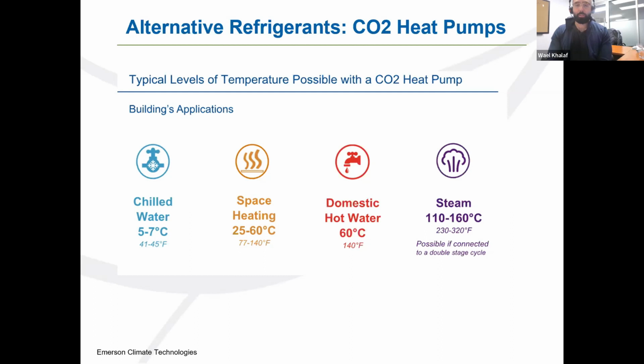The refrigerant itself is very environmentally friendly. Obviously, it has an ODP of 0 and a GWP of 1. If I compare that to R410A, for example, R410A has an ODP of 0, but a GWP value of 2,100, something like that. So again, a big improvement when I'm looking at CO2 refrigerant instead of R410A, for example.